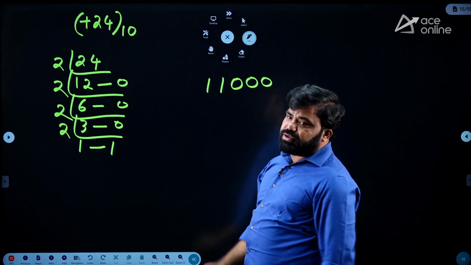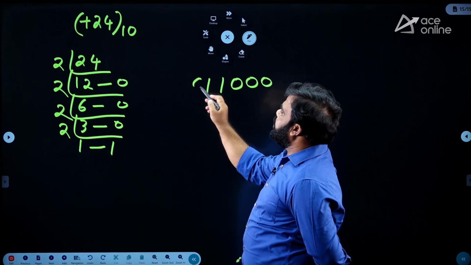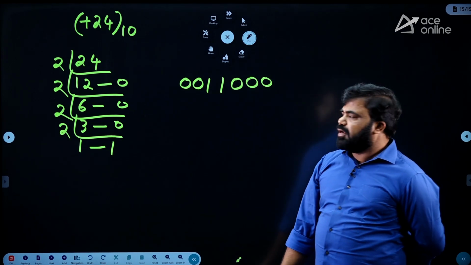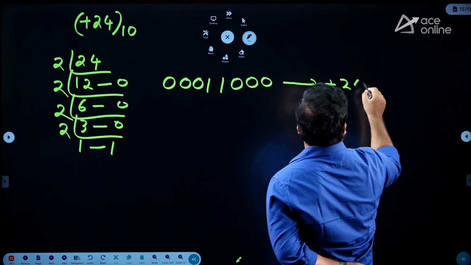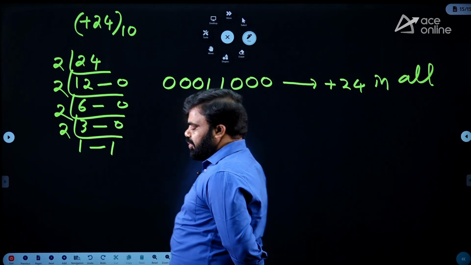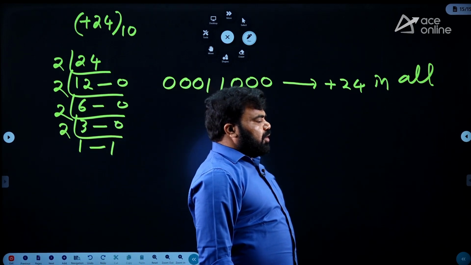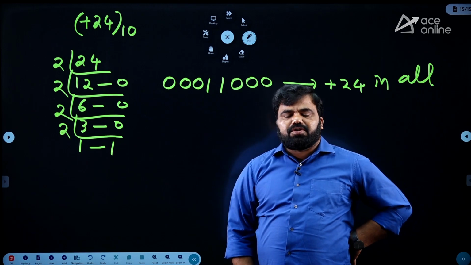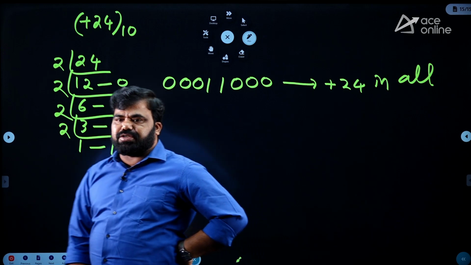So the magnitude bits of 24. Now I need to represent this using 8 bits in signed magnitude. So the magnitude should be represented using 7 bits. Let us make 24 using 7 bits, then append a 0. Then what am I getting here? Plus 24 in all, not only signed magnitude, because as we discussed just now, if it is a positive number, all 3 representations become the same: signed magnitude, 1's complement and 2's complement.